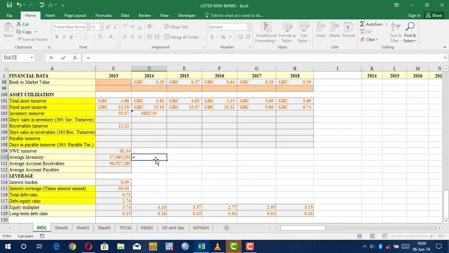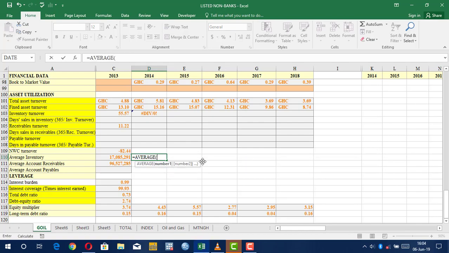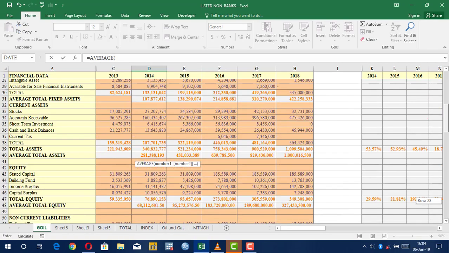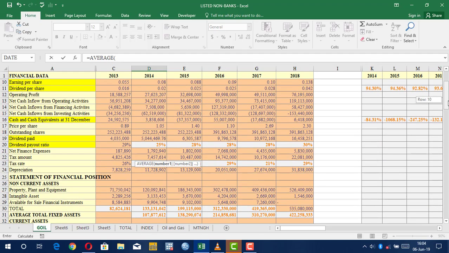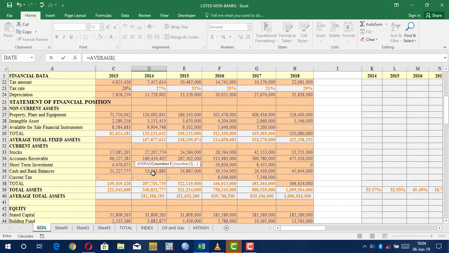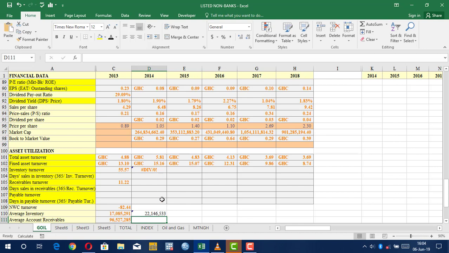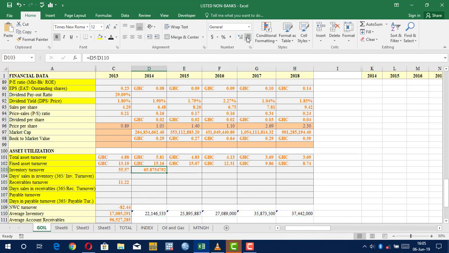So average inventory, we'll use average, like I said earlier on, it is the previous year's inventory plus the current year's inventory divided by 2. But we are using Excel function, or the average function in Excel, so we look at these two here. Good, so there we have it. So we will drag it, that's it. So let's make this to 2. Good.